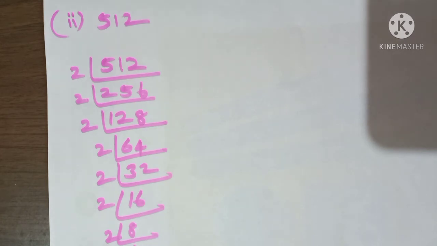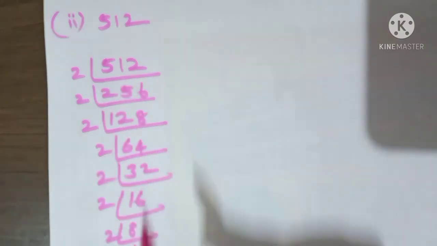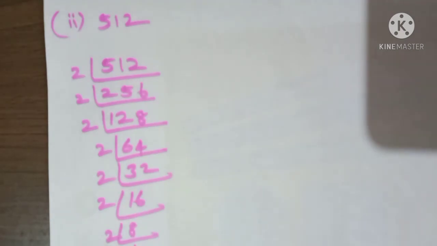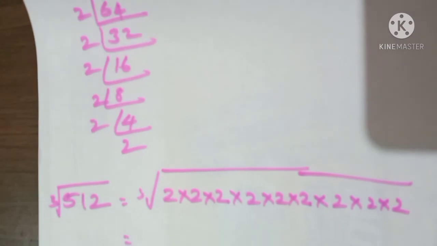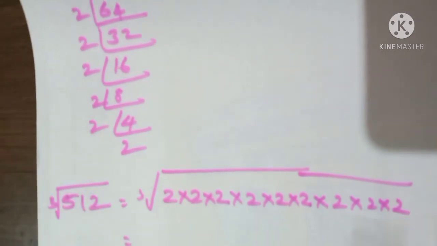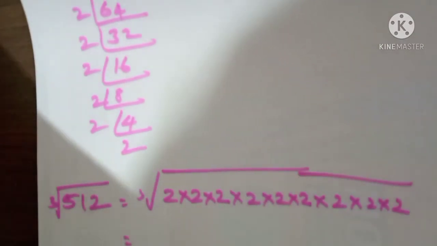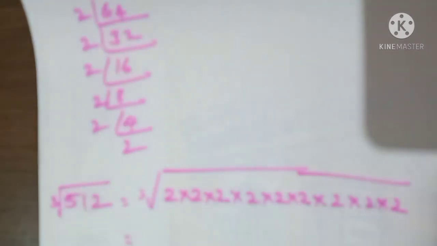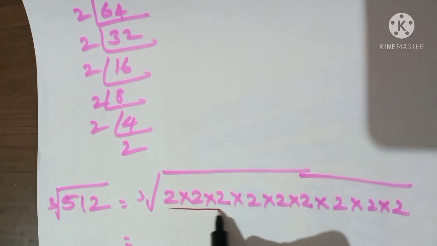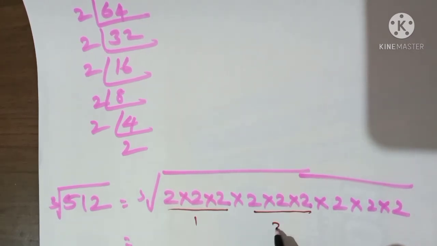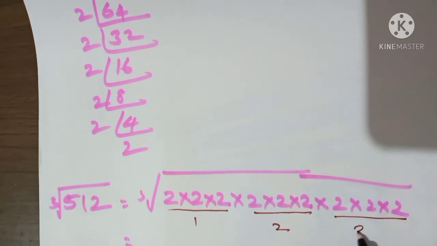The next problem is 512. So what are you going to do as the first step? You are going to do the prime factorization. So you have done it and got the factors. What are the factors here? We got all 2s, so we have written them. Now next step, what do you want to do? You want to group them. So this is one group and this is second group and this is third group.